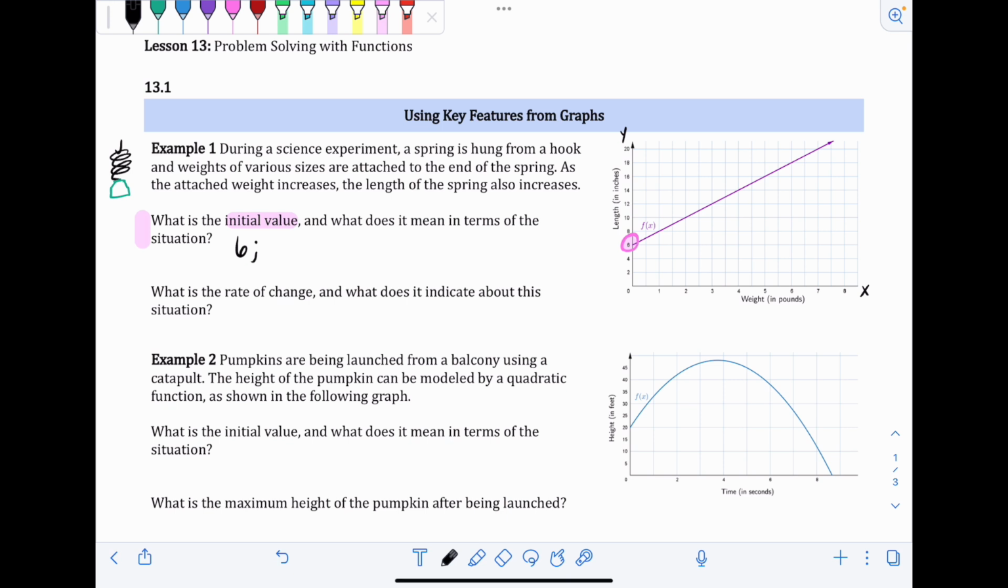And what that means, if we look at the y-axis, it represents the length of the spring in inches. So the length of the spring begins at 6 inches, and then it gets longer from there depending on what size weight is on there. So the initial value is 6. And what does it mean in terms of context? We could say the length of the spring starts at 6 inches.